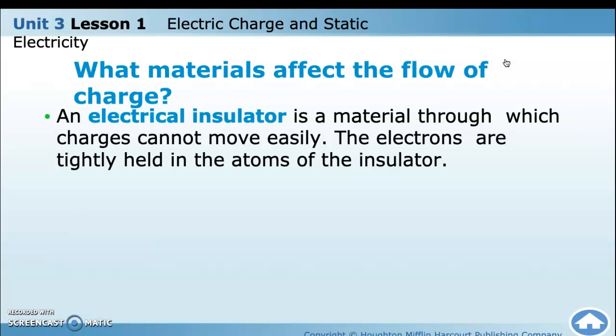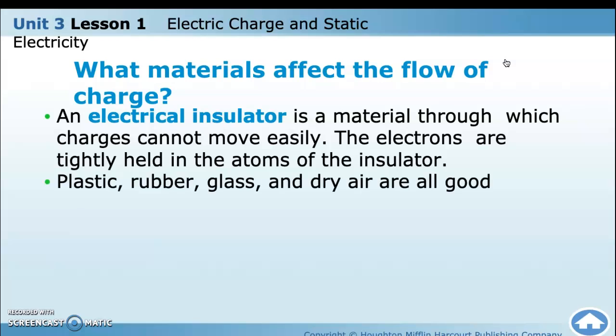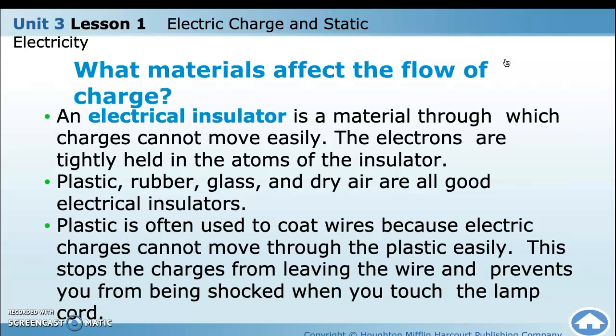Meanwhile, an electrical insulator is the opposite of this. The electrons don't move very freely. They're tightly held in the atoms of an insulator, and the things that act in this way are plastic, rubber, glass, and dry air. Plastic is often used to coat your wires because they are insulators, so that's why you don't get shocked whenever you touch your plastic cord on your iPhone charger. If it were just metal that were there, you would probably get shocked a lot.